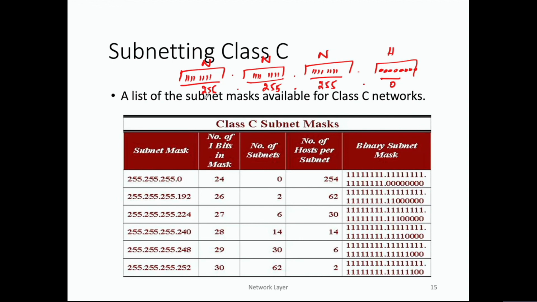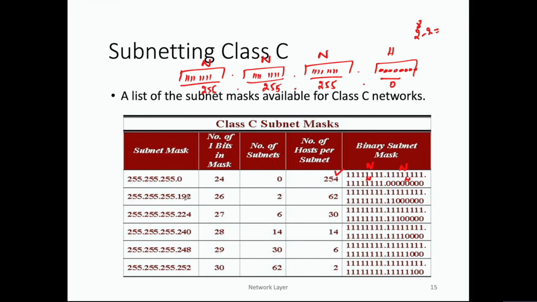How many bits are 1 or used for masking? 24, 3 octets, 1, 2, 3, right? 24 bits. How many subnets are created? None. Why? Because we have not borrowed any bits from the host portion. And how many nodes will there be against each IP address of class C? The number of bits in the host portion is 8, so 2 raised to power 8 minus 2 is 254. And this is the binary arrangement of this default subnet mask. You can clearly see that these octets represent the network part, all the bits are 1, and this octet represents the host portion, all the bits are 0.